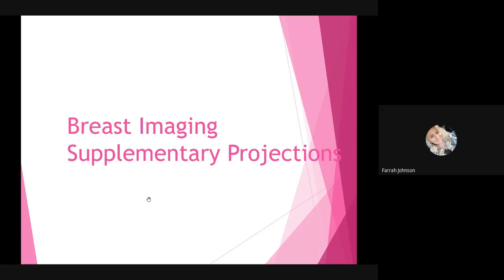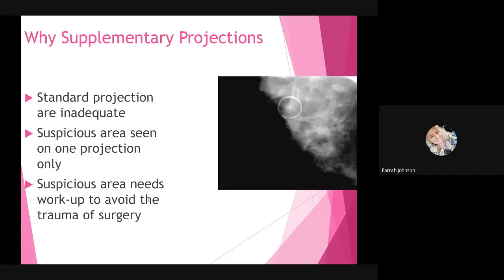Okay, so now we are going to talk about the supplementary projections that we perform in mammography. Okay, so why are supplementary projections needed? Well, standard projections are inadequate, especially if there's a suspicious area seen on only one projection. Suspicious areas need workups to avoid the trauma of surgery. Okay, so these supplementary projections really come into play when, say, the radiologist sees something suspicious on the CC, but doesn't necessarily see a correlation on the MLO.